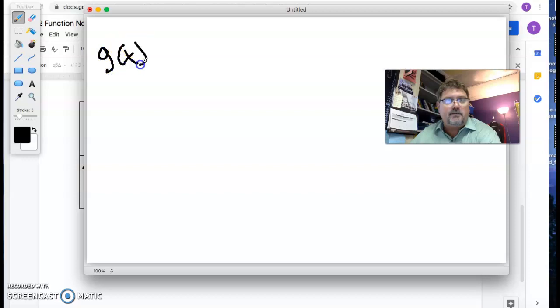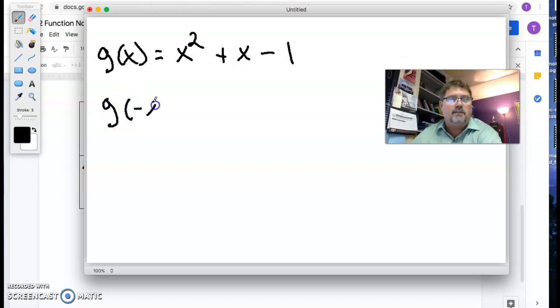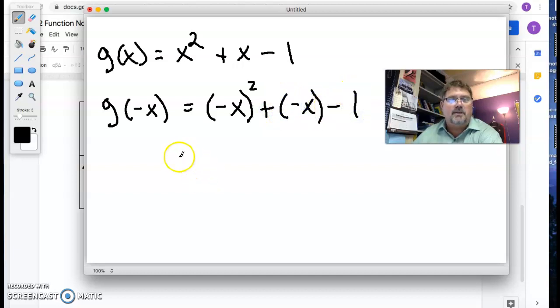g of x is x squared plus x minus 1. So g of negative x, all I'm going to do is substitute this negative x for every x. And again, you need to use parentheses and just be careful. Notice how I did that?